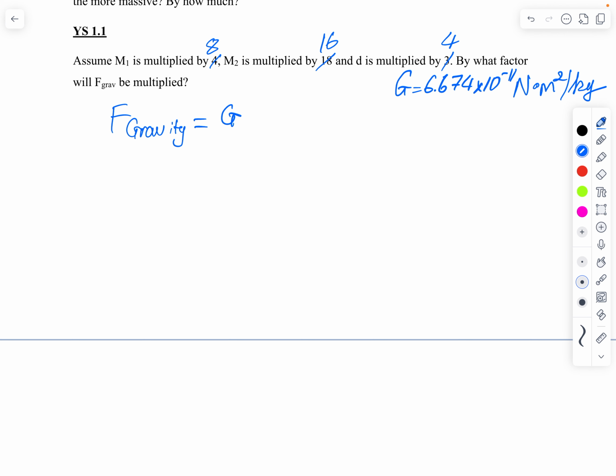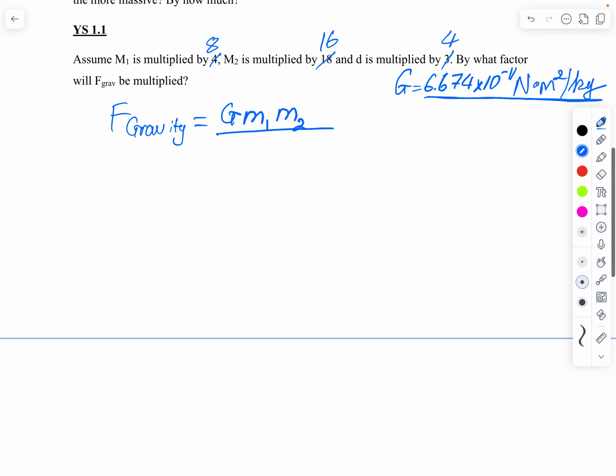But keep in mind that this can change depending on how you use the units. If you use pounds, it will be different, or if you use centimeters, it will be a little different. But this is just the standard one for the SI unit. And then this times mass 1, mass 2. M is usually known for mass. So M1 is the mass of object 1, M2 is the mass of object 2, over D, the distance, squared. This is the equation for the problem.